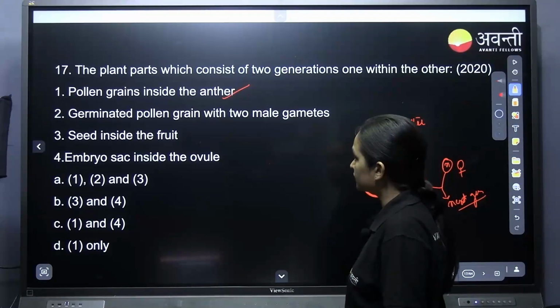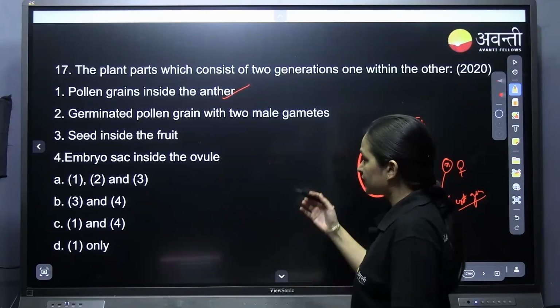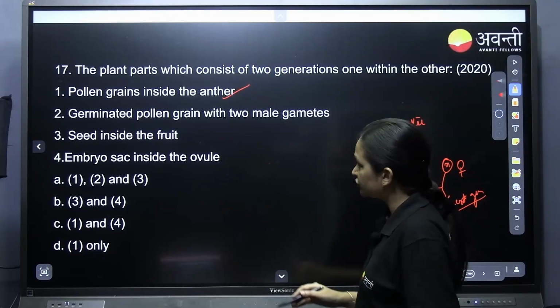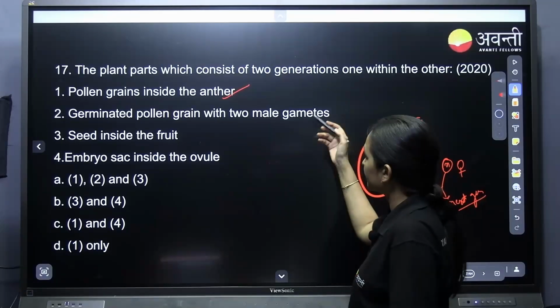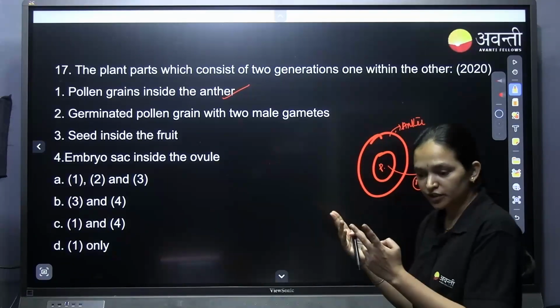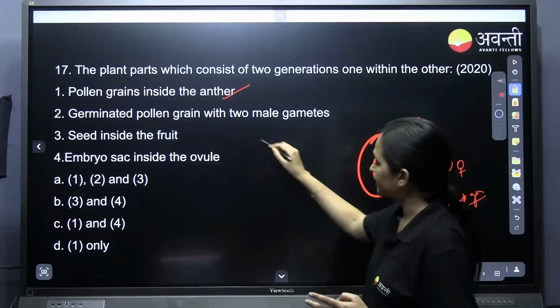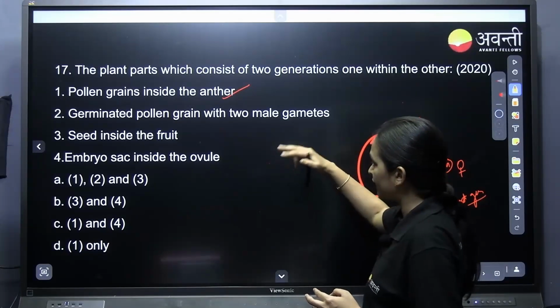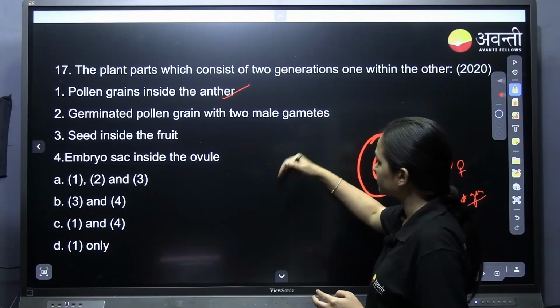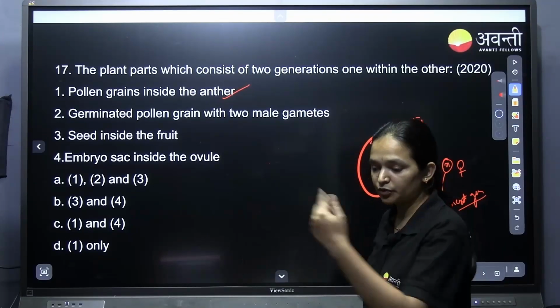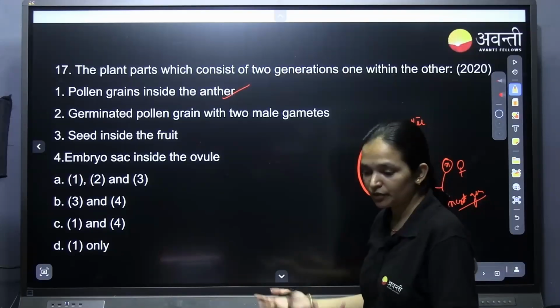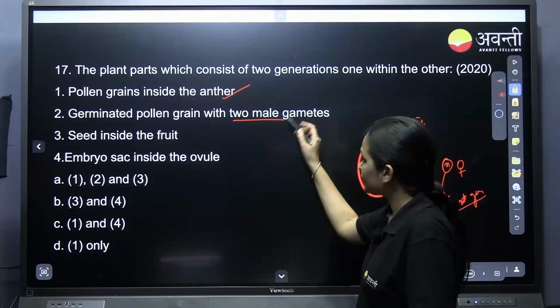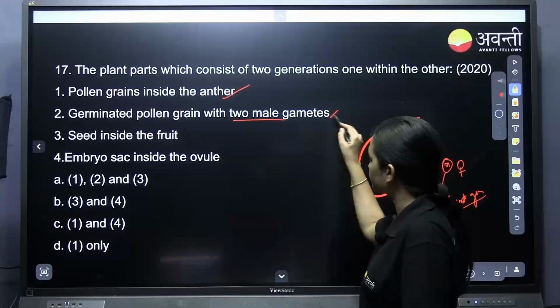Germinated pollen grain with two male gametes. Both are of the next generation only, so it cannot be one. Both are of the same generation. Two male gametes are there, right? When the pollen grain germinates, it divides mitotically into two male gametes. One will fuse with the egg, another one will fuse with the polar nuclei. That is double fertilization. But these two male gametes are of the same generation, so we cannot say this one.